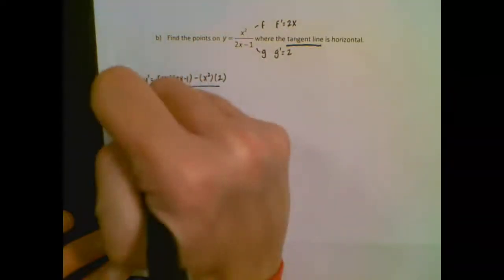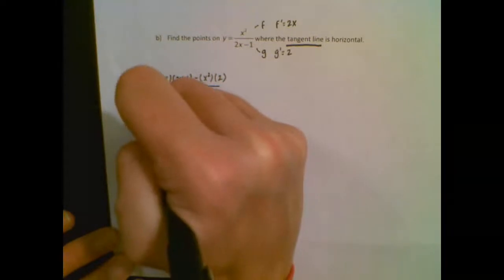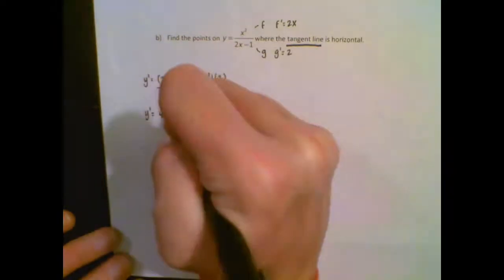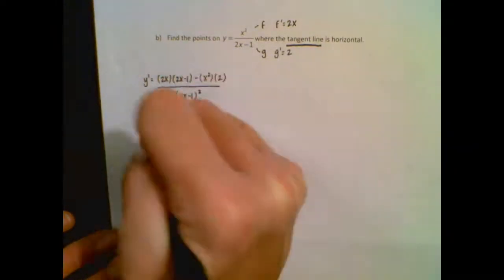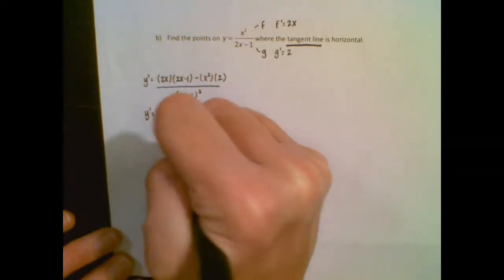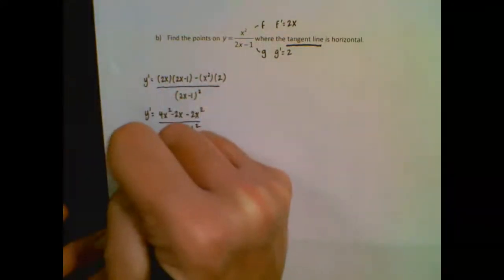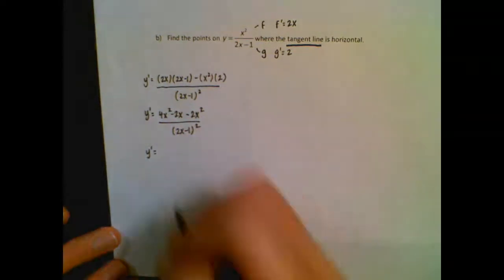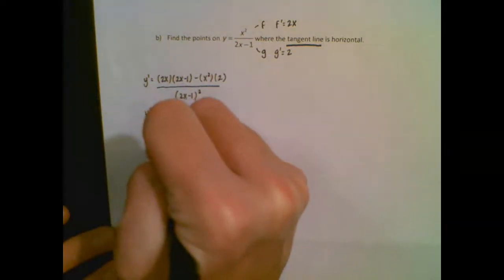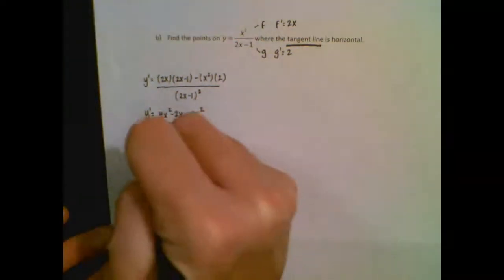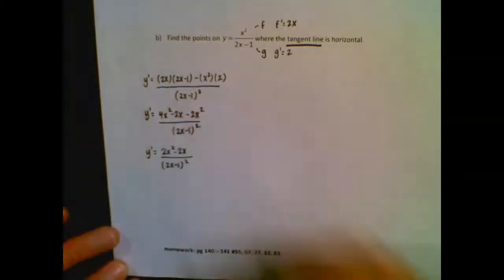So I'm just going to clean this up a little bit. So y prime is going to be equal to 4x squared minus 2x, and then that's going to be minus 2x squared all over 2x minus 1 squared. And just one more step to just kind of make it look a little bit nicer. My numerator is going to be 2x squared minus 2x, all divided by 2x minus 1 quantity squared.